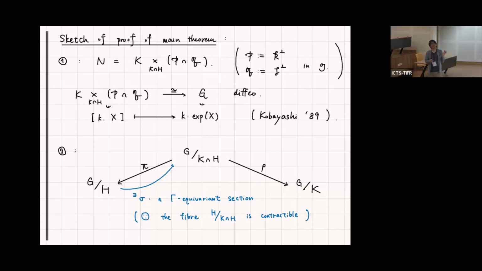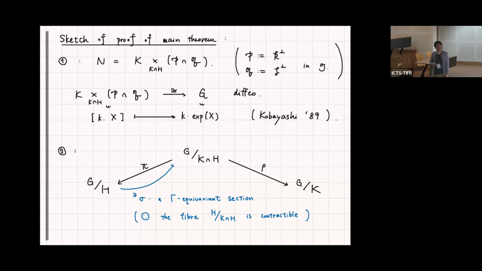Let me give a sketch of the proof of the main theorem, although we do not explain the most technical part. Let me first remark that this normal bundle N can be written as a homogeneous vector bundle. Namely, it is associated with a representation of K intersection H on P intersection Q, where P is the orthogonal complement of K and Q is the orthogonal complement of H in G, with respect to, say, the Killing form, or, in the case where G is reductive but not semisimple, some non-degenerate G-invariant symmetric bilinear form. So this N can be written in this form, and K intersection H acts by the adjoint action. This is not difficult to see. And then this normal bundle N is in fact diffeomorphic to G by this obvious map.